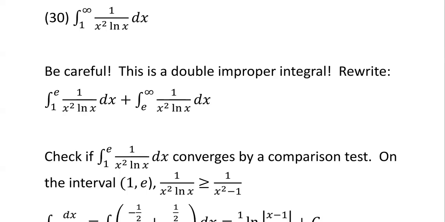Number 30, integral from 1 to infinity, 1 over x squared times ln x dx. This is improper because, well, first of all, this upper limit is infinite. That's clear to most people. However, you got to be careful. There's a domain restriction for this function as well.